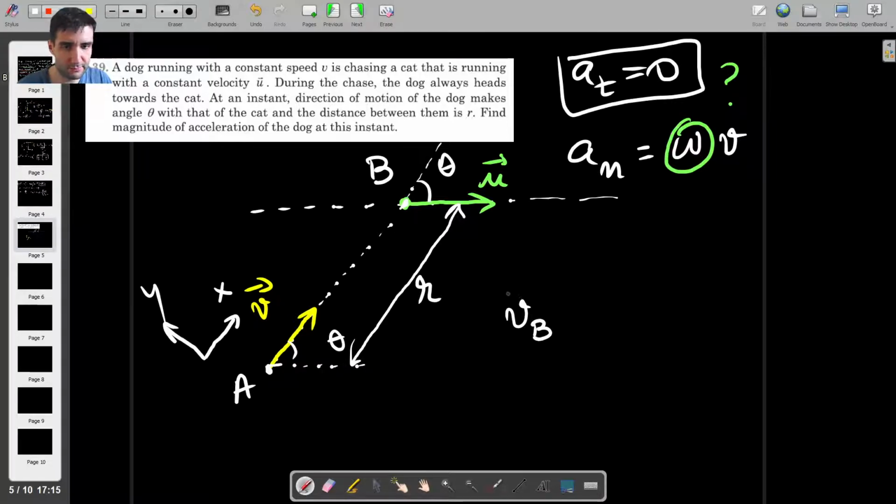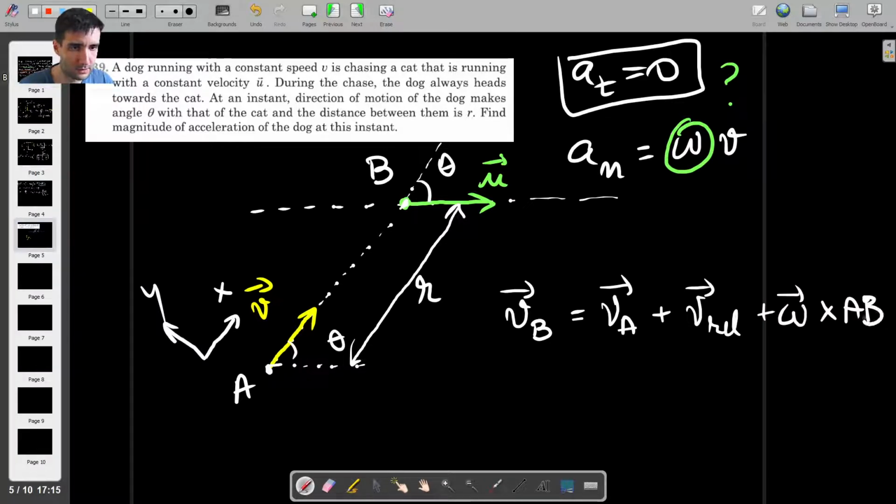So we have the velocity of b is equal to the velocity of a plus the relative velocity, plus omega cross AB. So remember, we're trying to solve everything along the x and y coordinate system that we have here. But to do that, we have to note that the velocity of the cat is actually horizontal, right? Which means we have to find the components in the x and y directions. And here's how we can do that, and it's very easy.